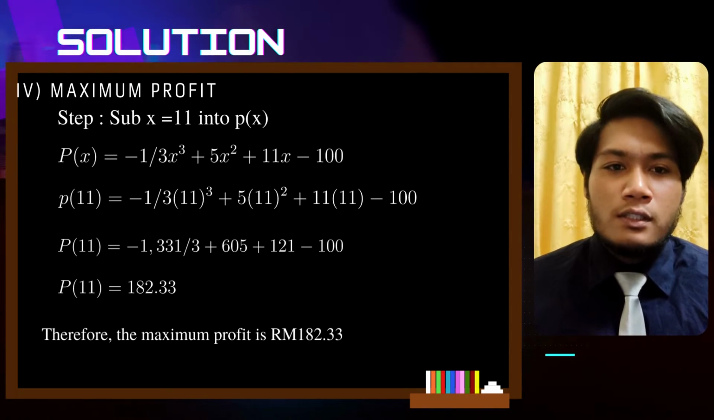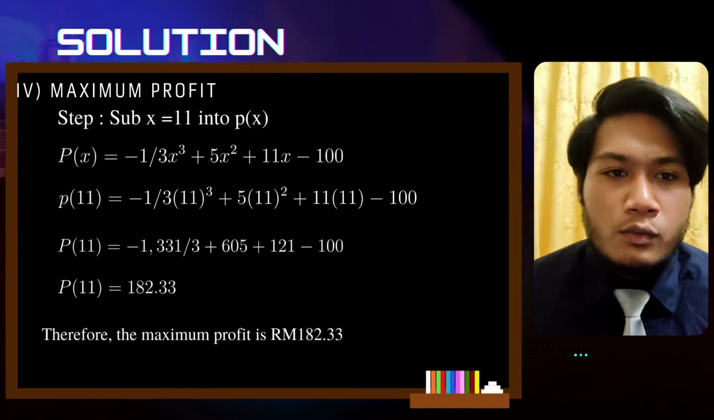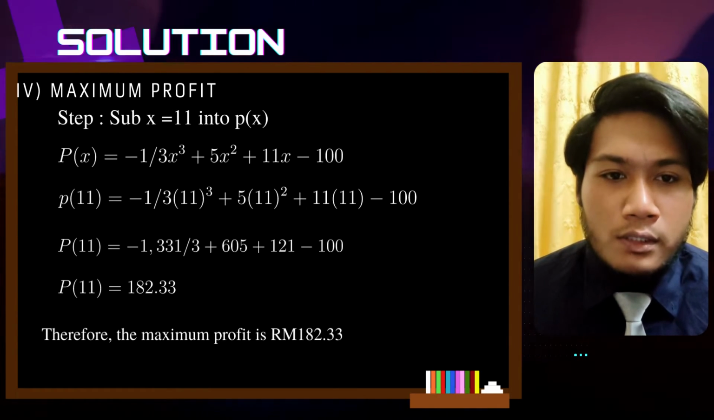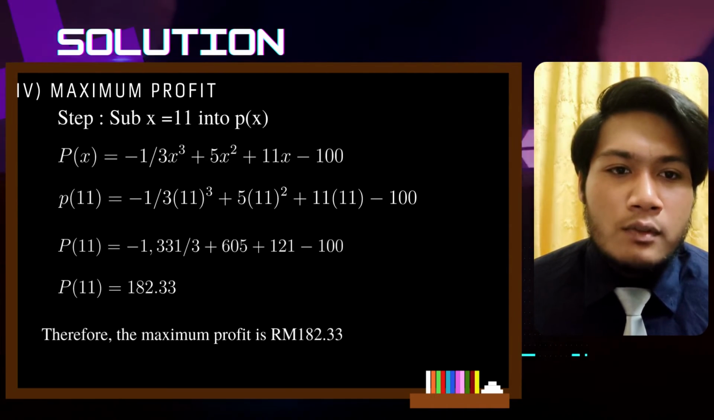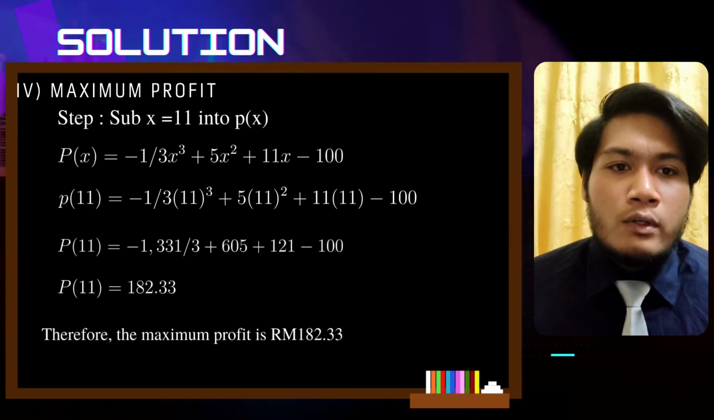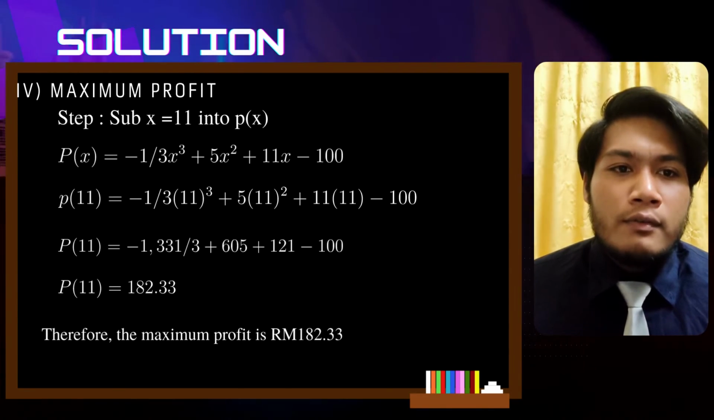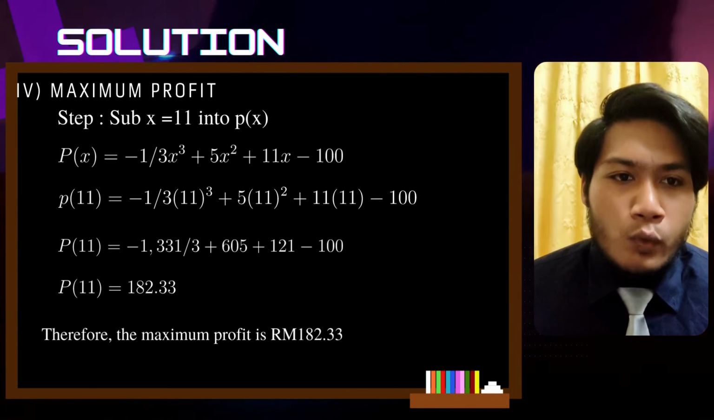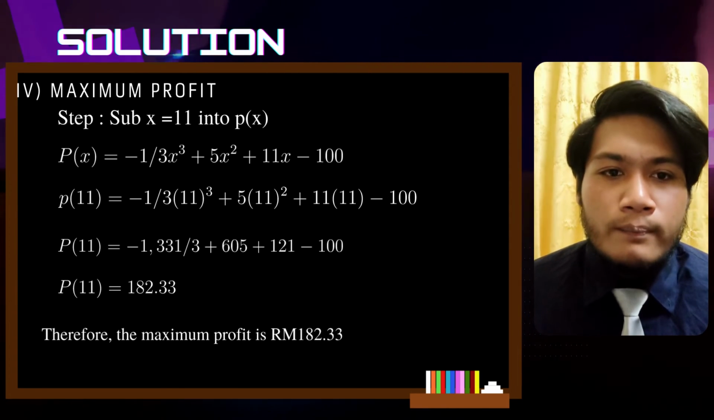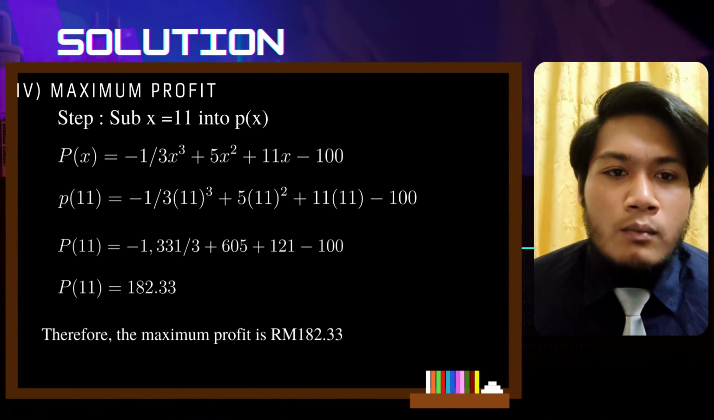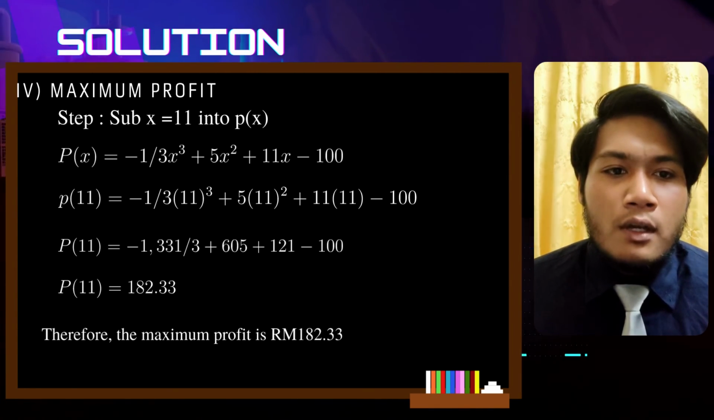For the last question, the maximum profit. In order to solve this, we must substitute the value of x, which is 11, into the P x equation. So the P x equation becomes negative 1 over 3 times 11 cubed plus 5 times 11 squared plus 11 multiplied by 11 minus 100. The value of P x becomes 182.33.